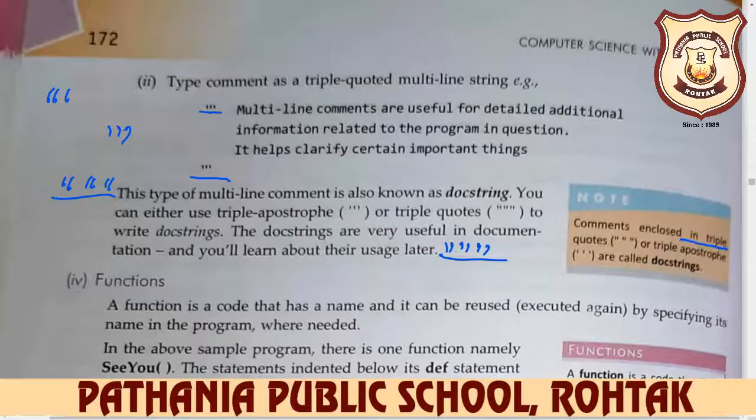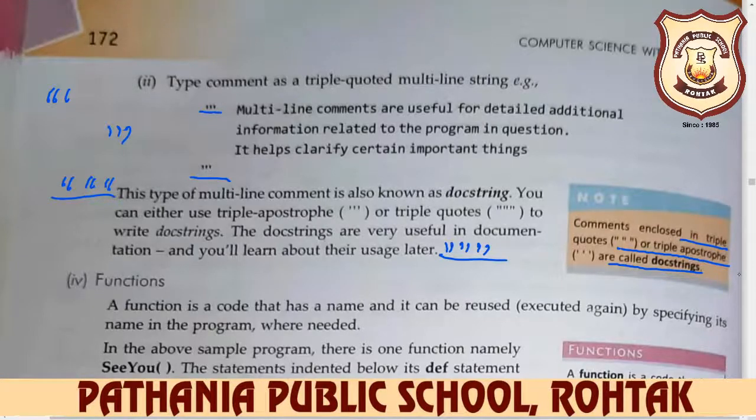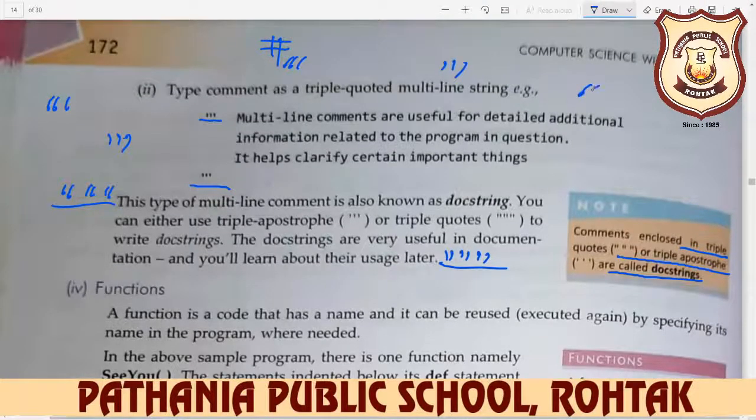Comments enclosed in triple quotes or triple apostrophes are called doc strings, document strings, and string means group of characters. So this is called document string. So if you want to create a single line comment, then you just write down the hash sign before the line. But if you write down a multiple line comment, then you use the triple quote start and then triple quote close, or you write down 3 times inverted commas and then close with 3 times inverted commas.